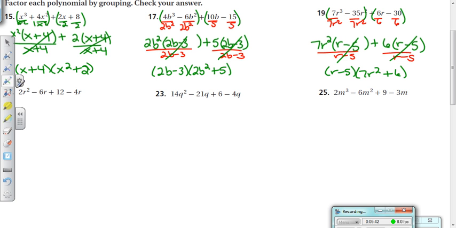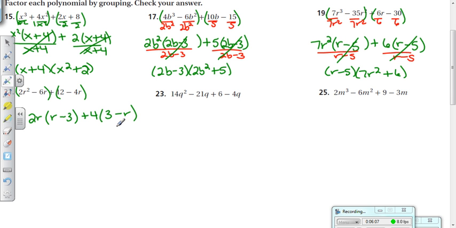For number 21, I group the first two, group the last two. So my greatest common factor is 2r. 2r squared divided by 2r is an r. 6r divided by 2r is negative 3. Greatest common factor between 12 and 4 is 4. So if I divide out a 4, 12 divided by 4 is 3. 4r divided by 4 is r.